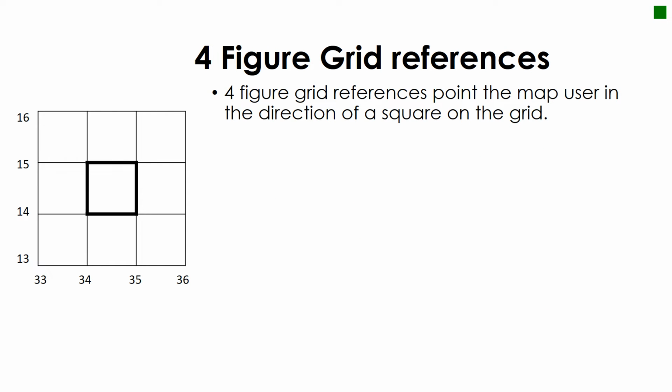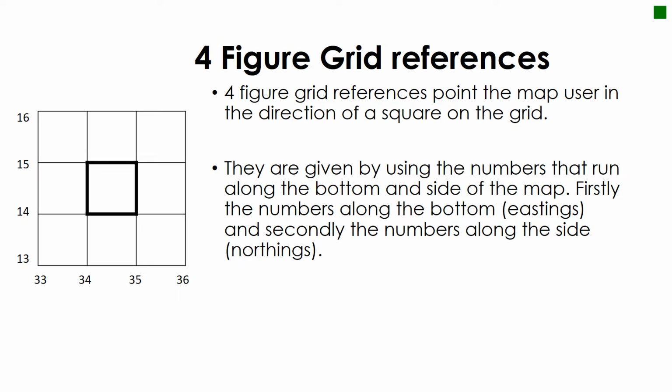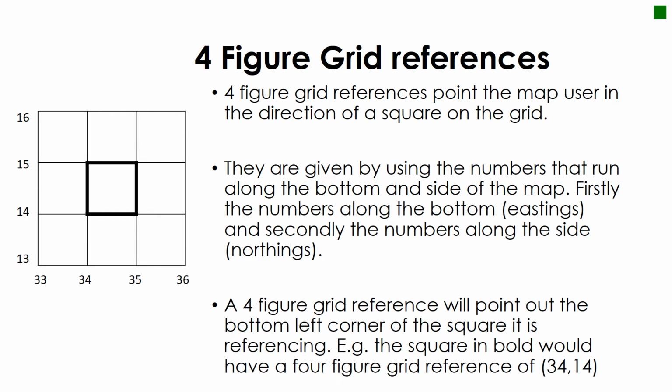4-figure grid references point the map user in the direction of a square on the grid. They are given by using the numbers that run along the bottom and side of the map. Firstly, the numbers along the bottom, called eastings, and secondly, the numbers along the side, called northings. A 4-figure grid reference will point out the bottom left corner of the square that it is referencing.